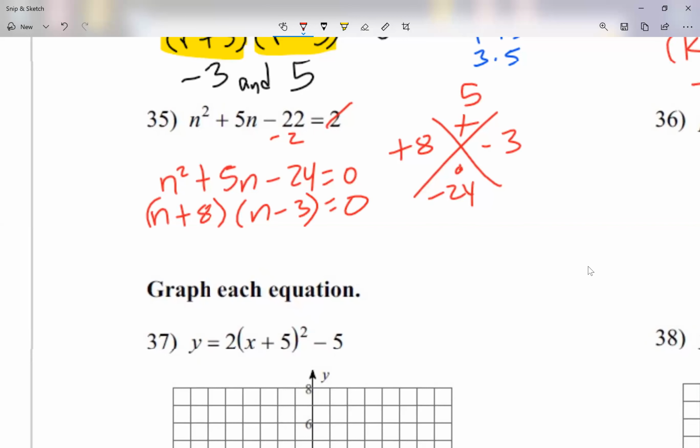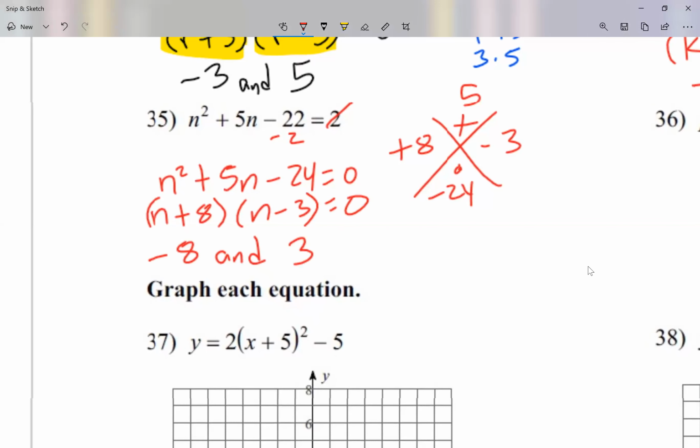Now, what values of n will make each parenthesis equal to 0? On the first one, negative 8. For the second parenthesis, 3. Because I'm looking for the values of n that make each parenthesis equal to 0. So there you go, negative 8 and 3.